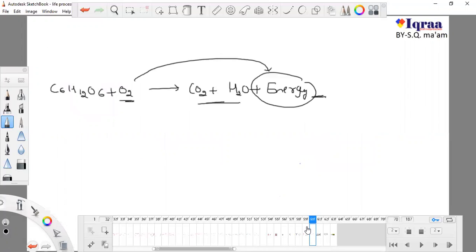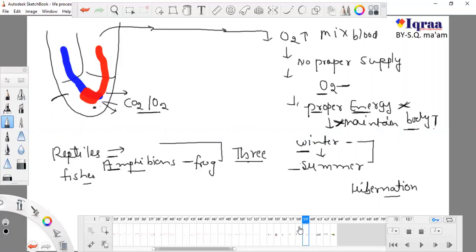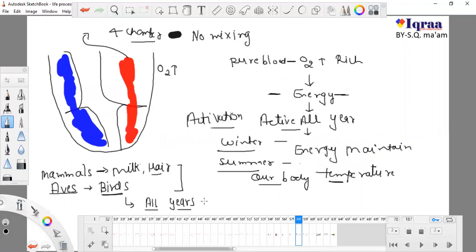These are three chambered organisms, but the crocodile is an exception. The crocodile is a reptile, but it is an exception, and it has a four chambered heart, so it never goes underground. It can maintain its body temperature in winter, and it can also maintain its body temperature in summer. So it never goes underground, it never goes into a condition which is known as hibernation.